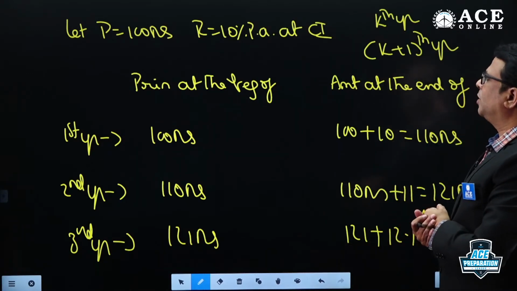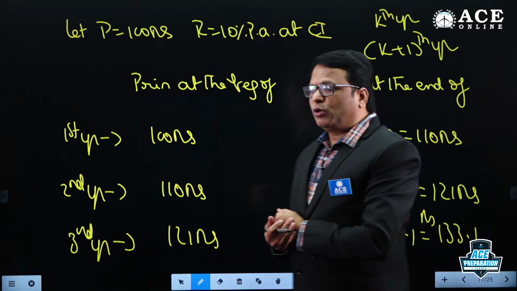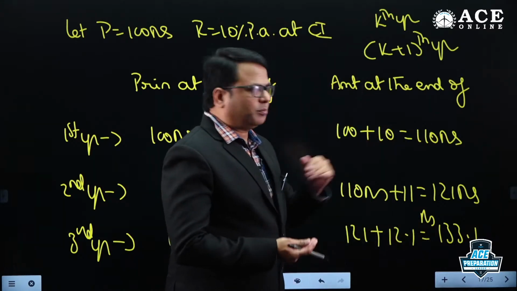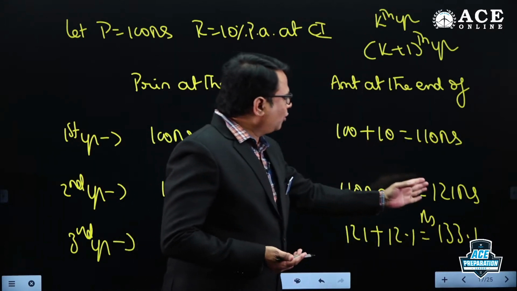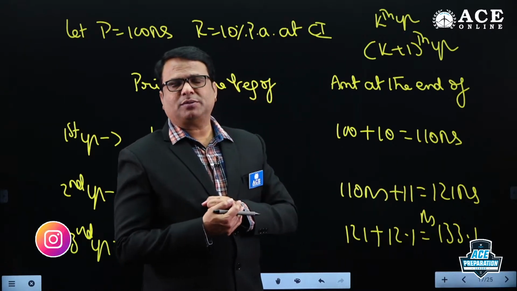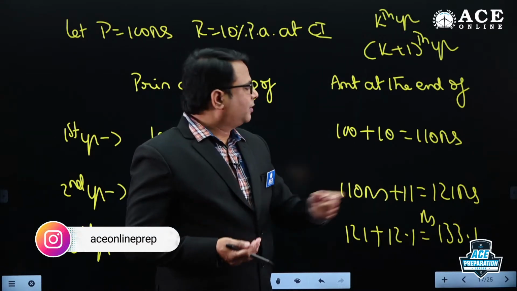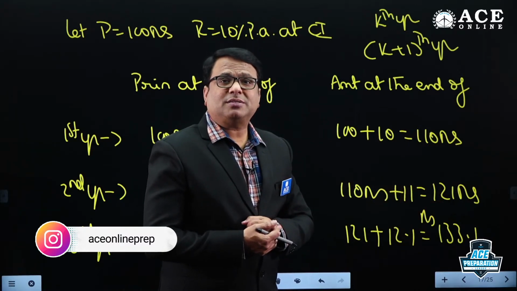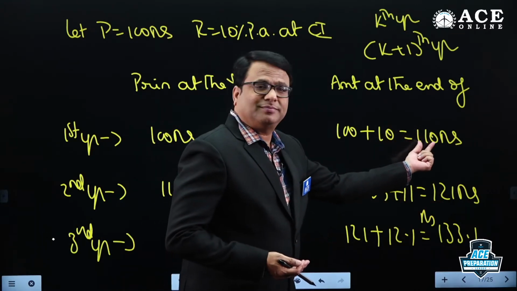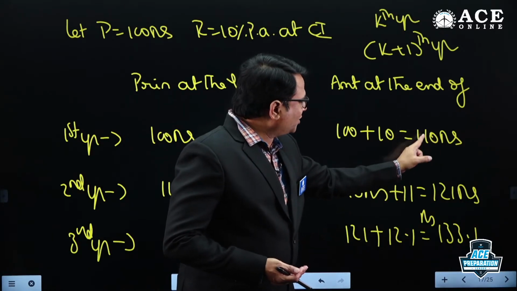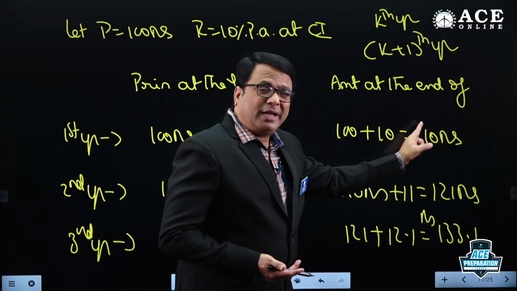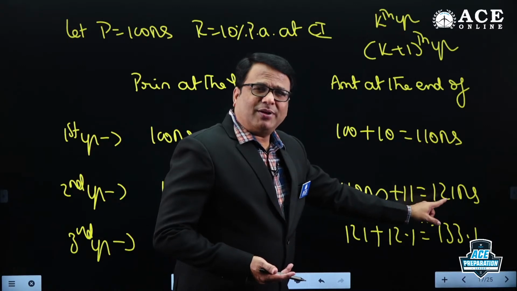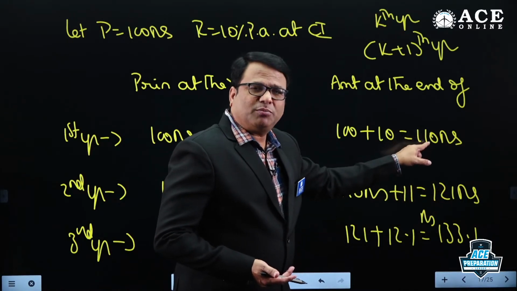Now here, what is the amount for the first year? 110 rupees. What is the amount for the second year? 121 rupees. What is the difference? The difference is 11 rupees. And that 11 rupees is interest on this 110. The difference between the first year amount and the second year amount is 11 rupees, and that is interest on the first year amount.